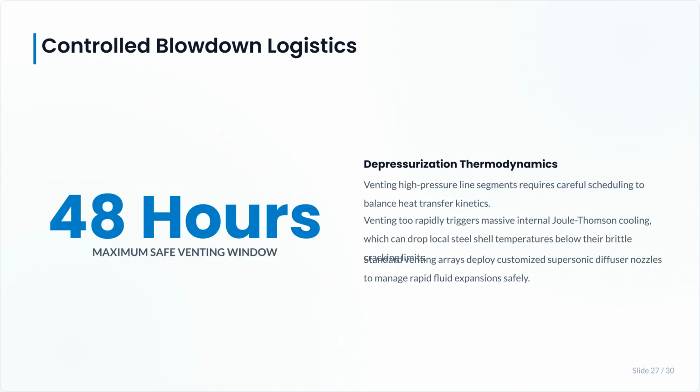Controlled blowdown logistics are vital. Venting high-pressure segments must be carefully scheduled. If done too rapidly, the Joule-Thomson effect can drop steel temperatures below brittle limits. Customized nozzles are often used to manage these expansions.